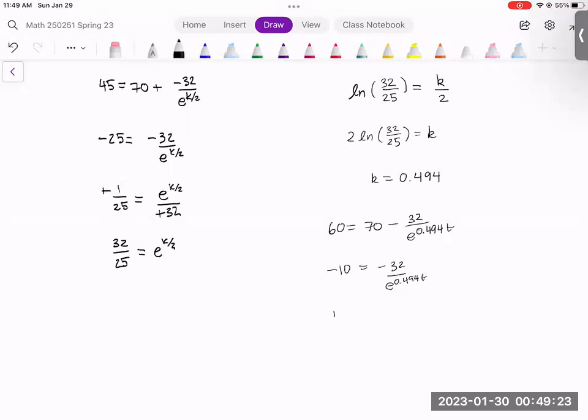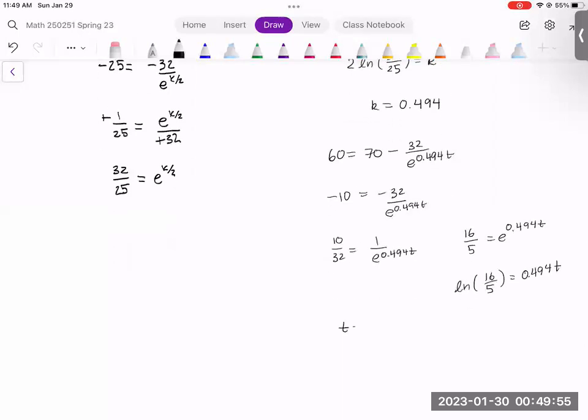Alrighty, and we can simplify this as we're going. Okay, take reciprocals of both sides. We get 16 fifths is e to the 0.494t. Take the logarithm of both sides, and we have 0.494t. And then solve for t. So log of 16 over 5 divided by 0.494.